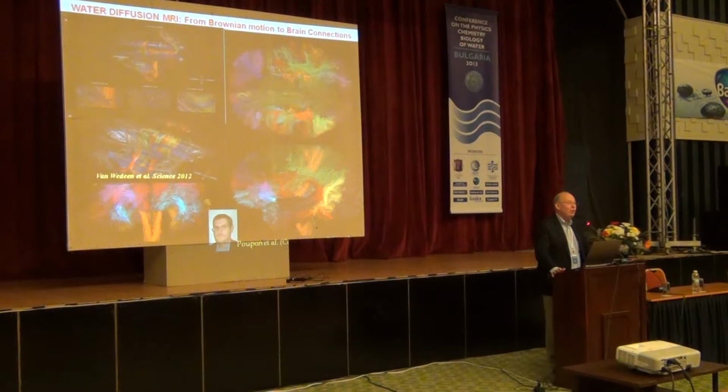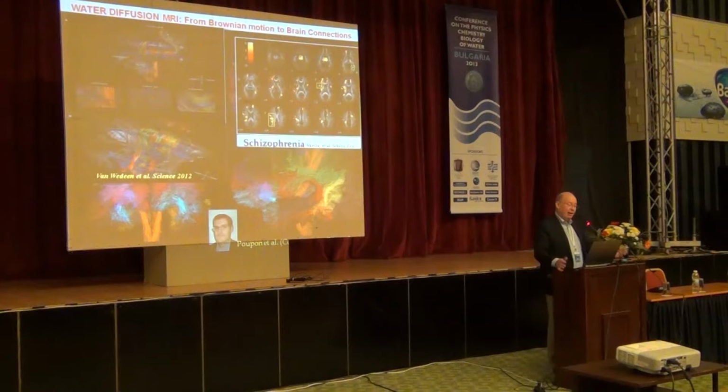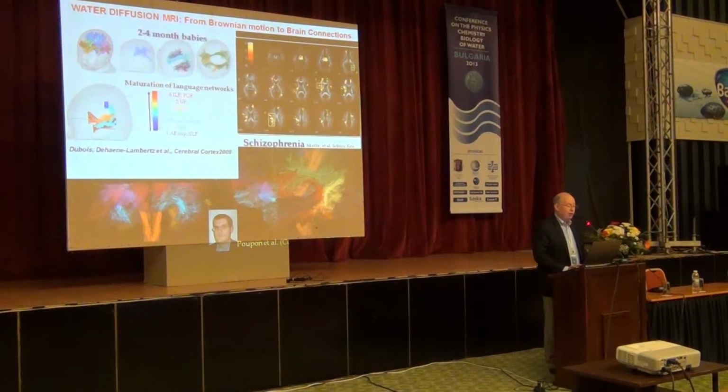It is now shown, for instance, that in some patients with schizophrenia, the anatomy of the brain is normal, the function of the brain is normal, they hear voices and the auditory cortices are activated. But what could be wrong are the connections between, for instance, the frontal and the temporal areas. We found also that in 2 or 4 months old babies, well before they start speaking, there is an asymmetry in the connection between the left hemisphere and the right hemisphere. You know, the left hemisphere is usually associated with language. So this comes very early in life, because the connections are already established for that.